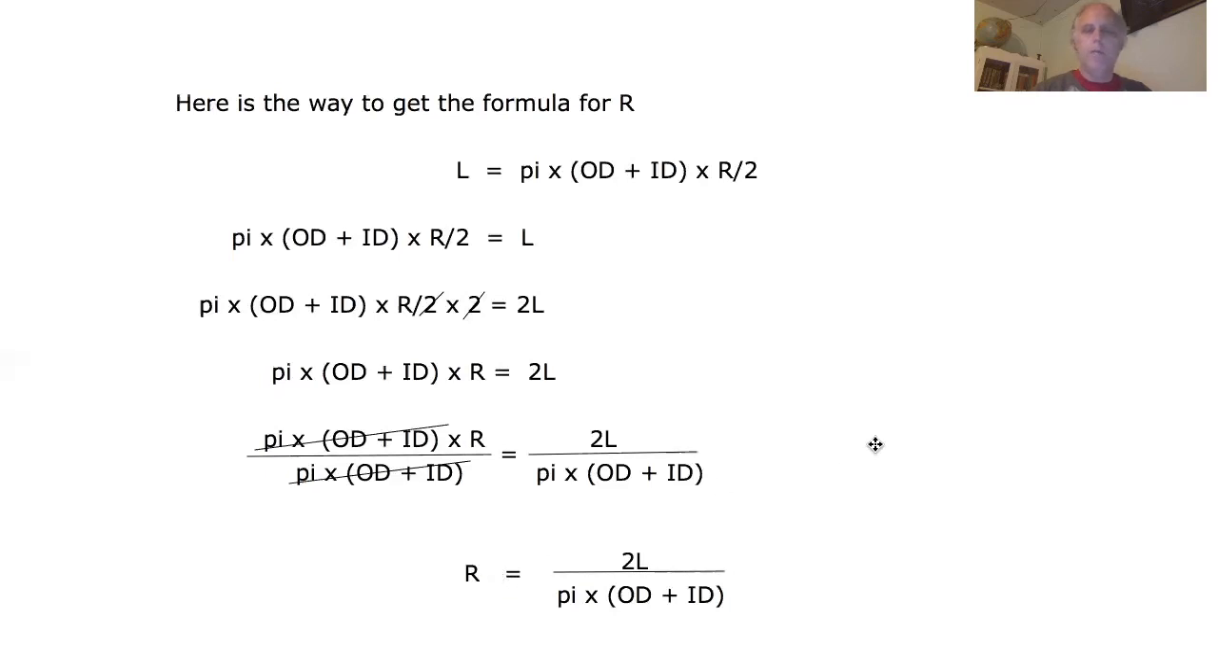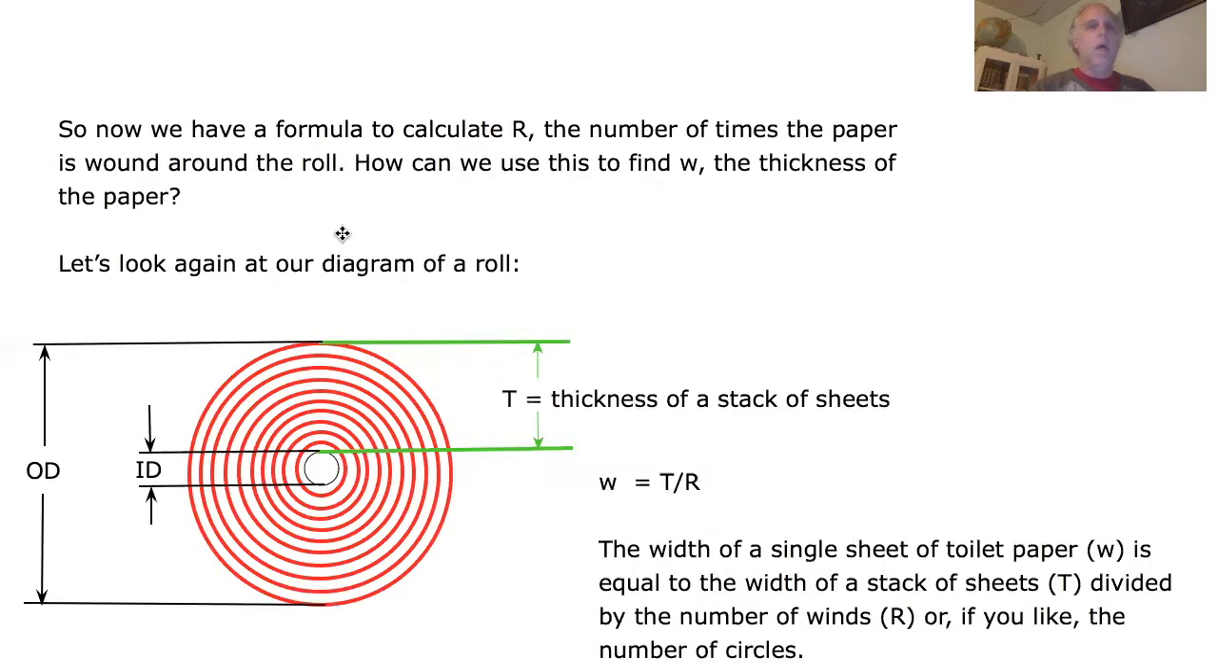Great, so we know the number of times the paper is wound around the roll. Now, how can we use this? So now we have a formula to calculate R, the number of times the paper is wound around the roll. How can we use this to find W, the thickness of the paper? So that's what I now call the thickness of the paper. I give it the value W. Well, let's look again at our diagram of a roll.